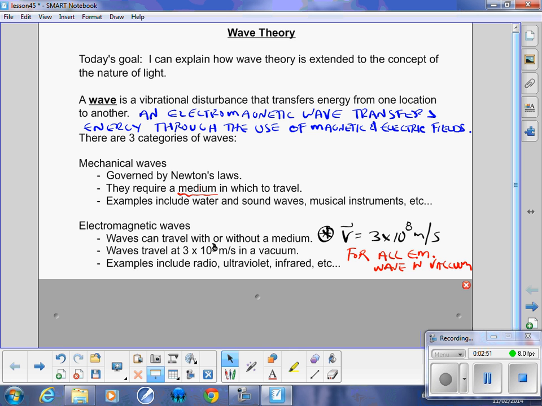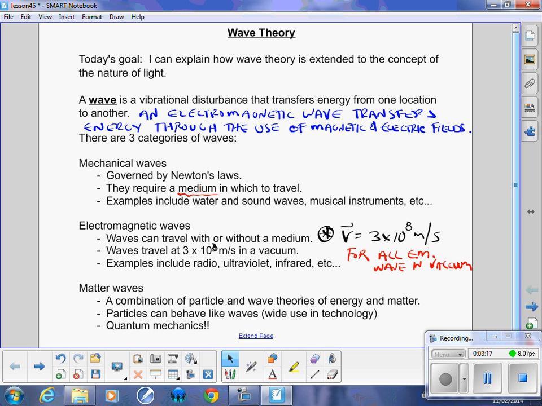All right, so anytime they talk about light traveling through space, it's 3 times 10 to the 8th. And we assume it is that for air too. Very rarely do we change it because it's such a minor change with respect to its velocity. So electromagnetic waves include your radio, your ultraviolet, your infrared, anything that uses that electromagnetic pulse. And the last one is matter waves, and that's a combination of particle and wave theory of energy and matter. This is when you get into quantum mechanics, and that extends beyond what I'm looking at in the grade 12 course. So there are your three major categories.